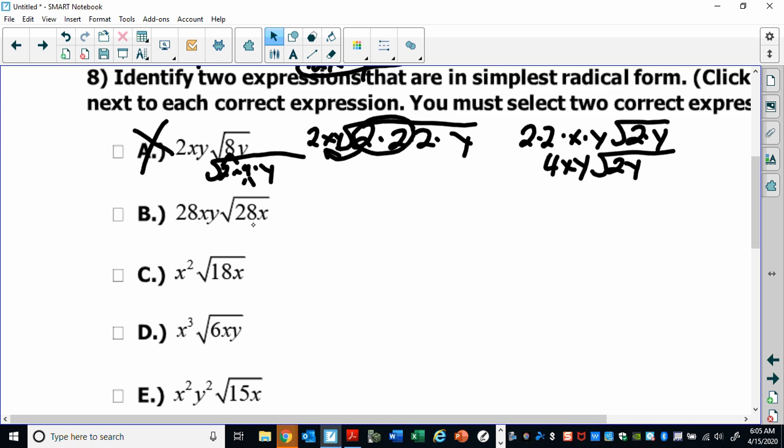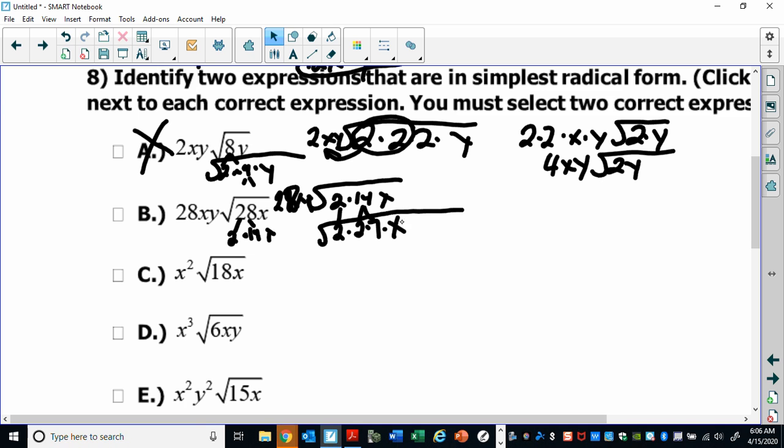Okay? 28. Let's see. Can we break down 28? Well, we know that 2 times 14 equals 28. So we're going to come over here. We're going to break that down. 2 times 14 x y. Remember, I'm still getting used to this, so sorry about the penmanship. Bring that down. 2 times 7, and that's going to be a 2. That's going to be an x.